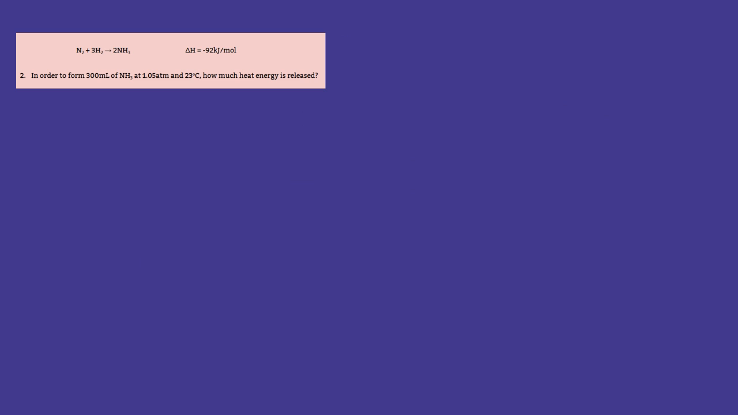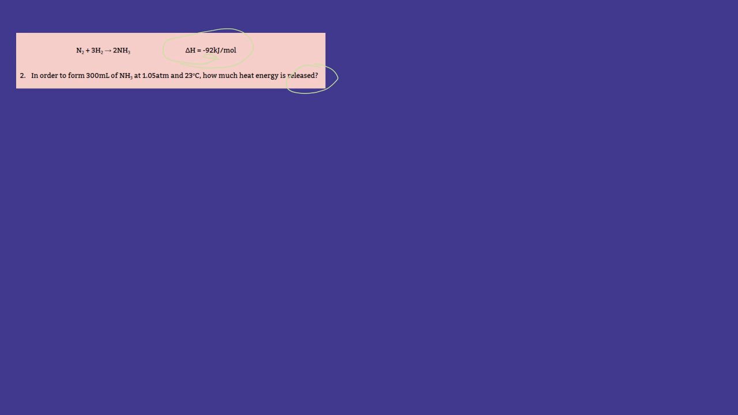All right, so this is the same reaction, different problem. In order to form 300 milliliters of NH3 at 1.5 atm, 23 degrees C, how much heat energy is released? The reason why it's released is because this is an exothermic reaction. It's negative.